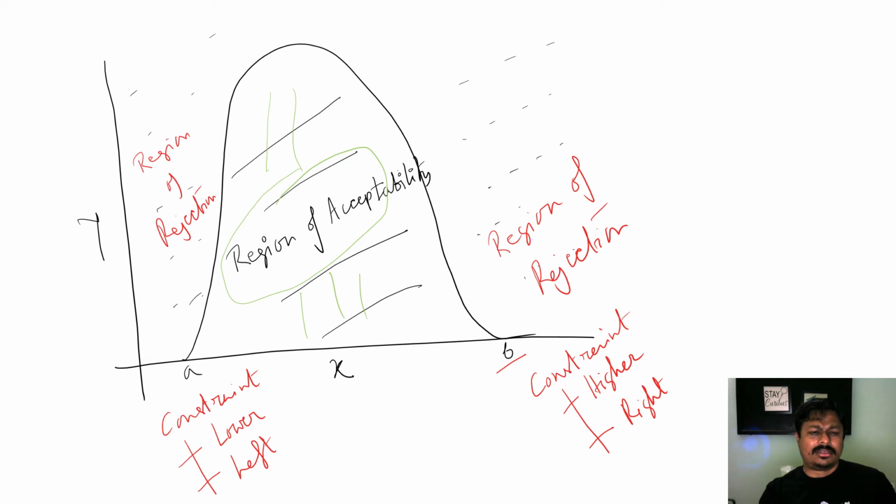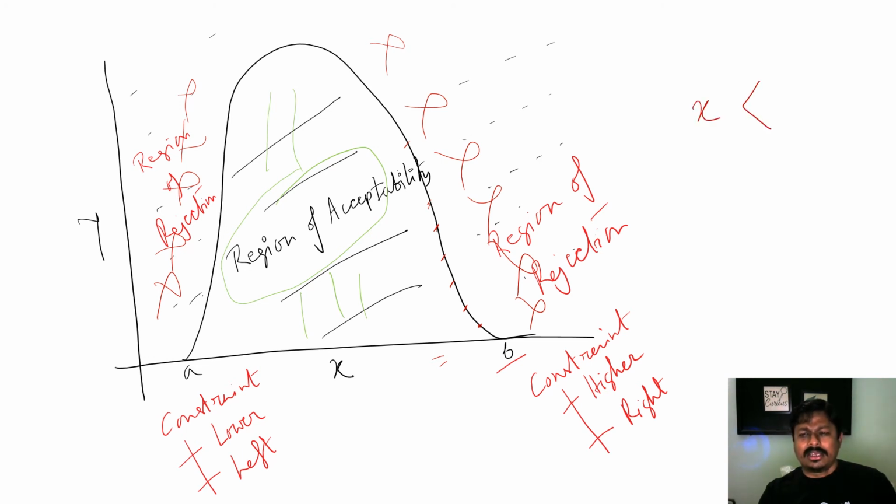And region of rejection. Now you see, sometimes we allow x to be equal to b. Limit of x equal to a is 1. Then any value upon this curve, this boundary, is also acceptable. But if we do not allow x to be equal to b, that means our constraint is like this: x less than b, greater than a. Then this separating line is not under the region of feasibility or acceptability.